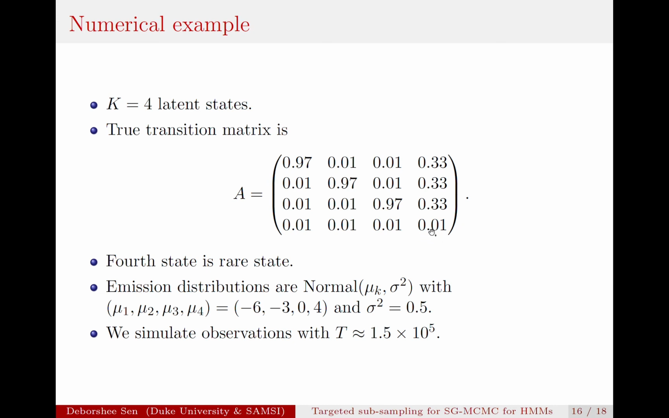We let the emission distributions be normal with mean mu_k and variance sigma squared, where the emission means are fairly well separated: -6, -3, 0, and 4. The variance is just half. And we simulate observations from this, where the length T is approximately 150,000.